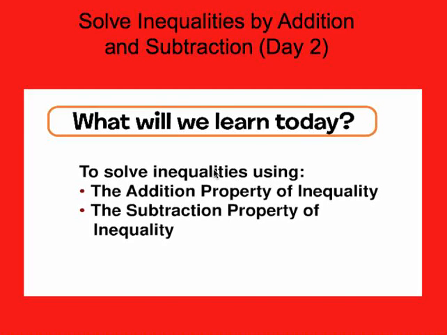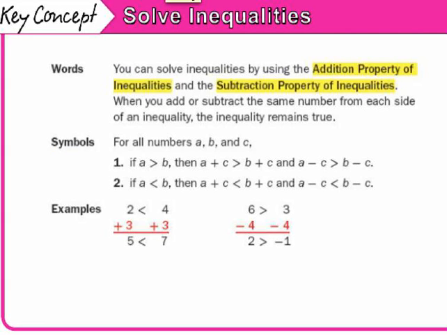Today we're going to continue talking about solving inequalities by addition and subtraction. Yesterday, all of the inequalities that we solved produced final inequalities where the variable was on the left. Today we're going to talk about inequalities where the variable will end up possibly on the right, and we're also going to be doing a word problem. So let's get into the review.